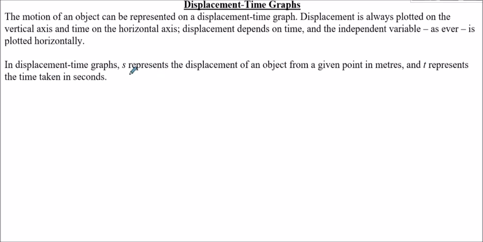This is a very tiny bit misleading. It says here S represents the displacement of an object in metres and T represents the time in seconds. You could do a displacement time graph in different units, for example miles per hour or kilometres per hour, but almost always it will be metres per second, because like I said in the warm-up, metres per second is the SI unit for both speed and velocity.